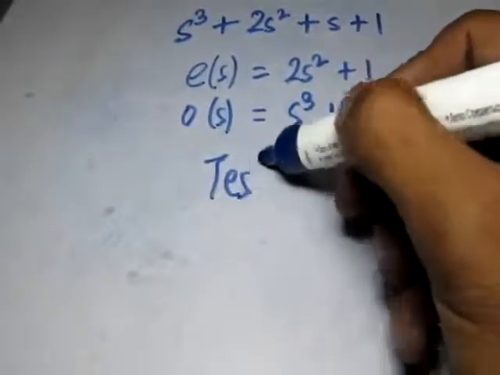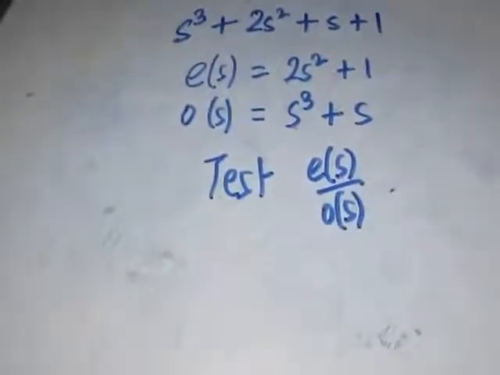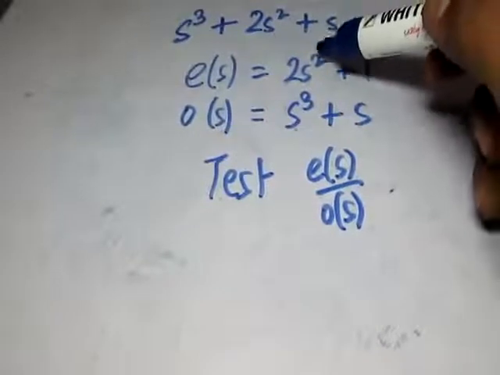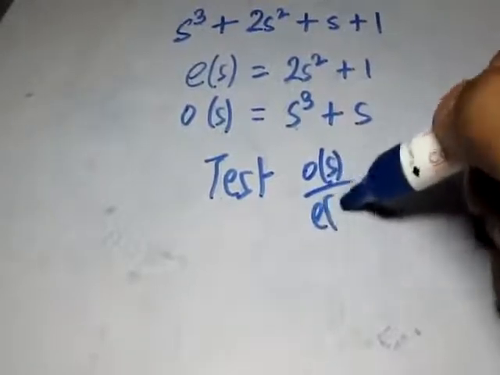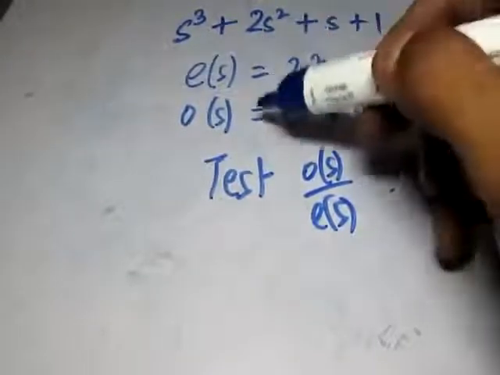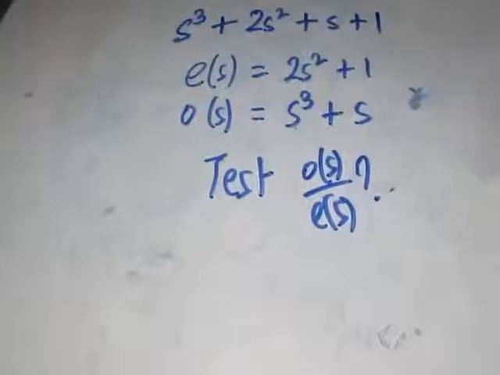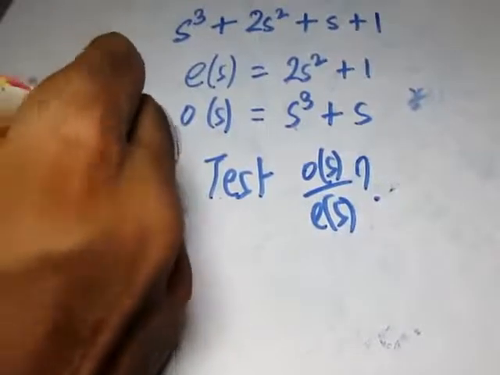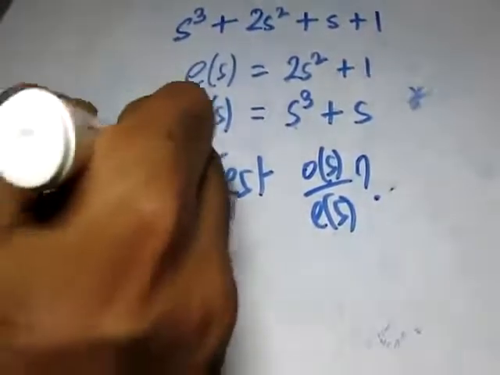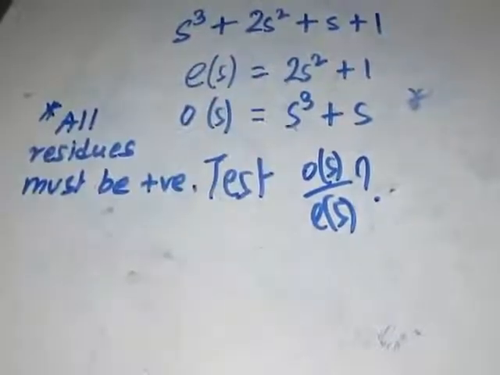Now what we have to do is test E(s) by O(s). As E(s) has one power less than O(s), we will test O(s) by E(s). Either way you can test, and the most important thing is that all residues must be positive. So let us try to do this.